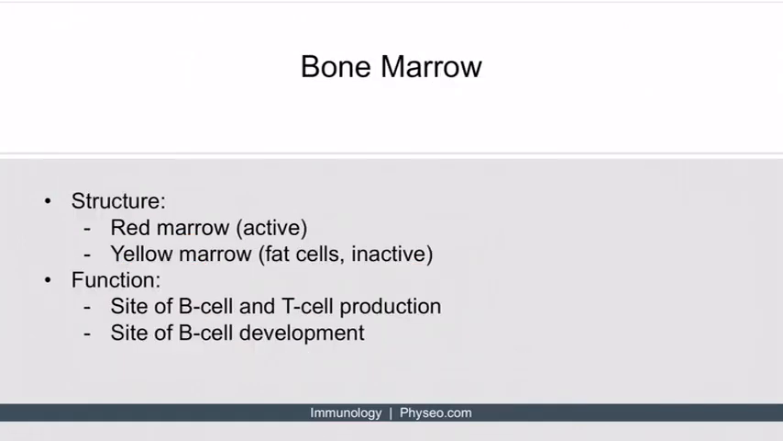The bone marrow is composed of red marrow and yellow marrow. Red marrow is composed of the functional active cells of the bone marrow that produce immune cells. Yellow marrow is composed of fat cells and is considered inactive. The function of the bone marrow is to produce both B cells and T cells. B cells also develop in the bone marrow, while T cells are transported to the thymus and develop there.